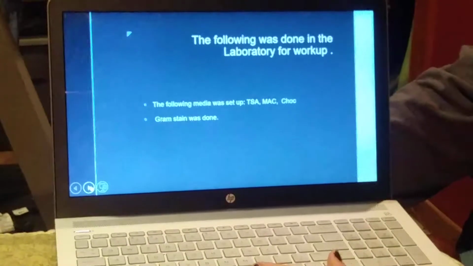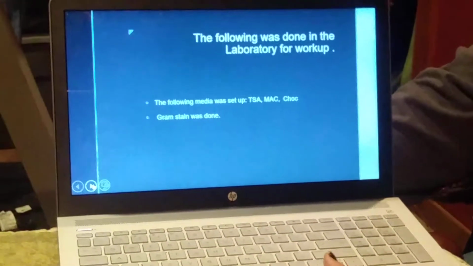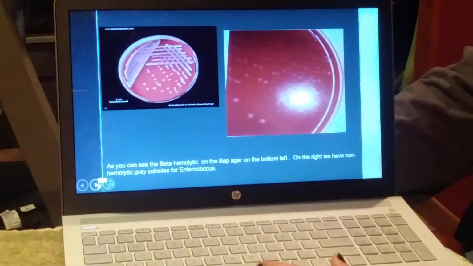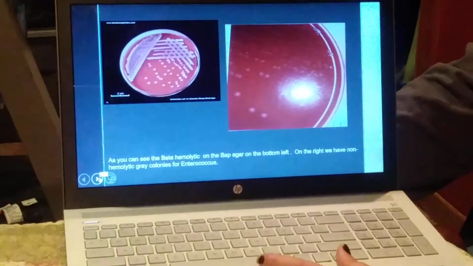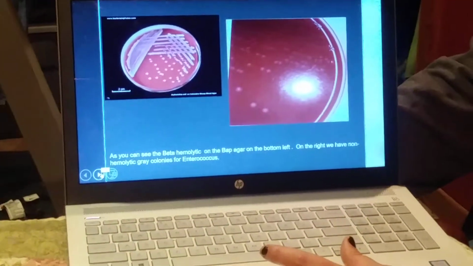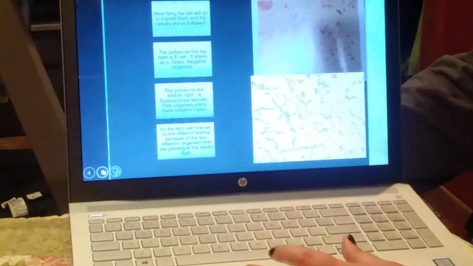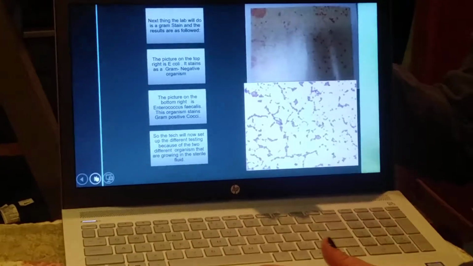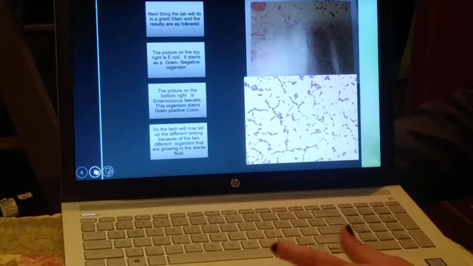The following media was set up: a TSA, a MAC, a chocolate, and a gram stain was done. On the TSA plates, we have a beta hemolytic growing on the top right, and on the top left we have a non-hemolytic growing. On the gram stain on the top, we have a gram-negative organism, and on the bottom we have a gram-positive cocci.